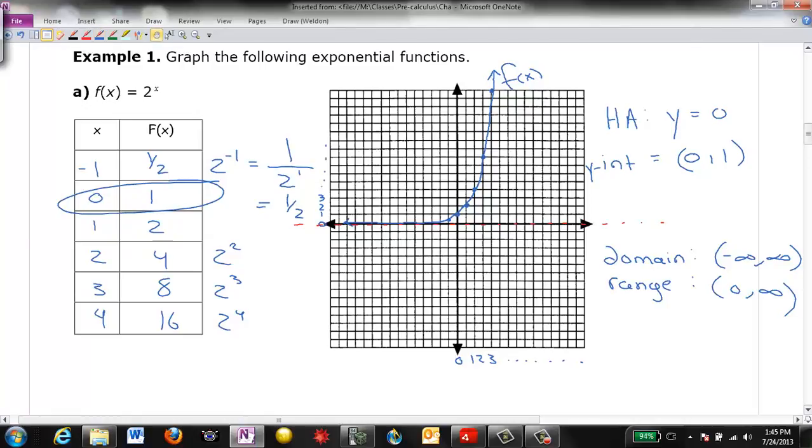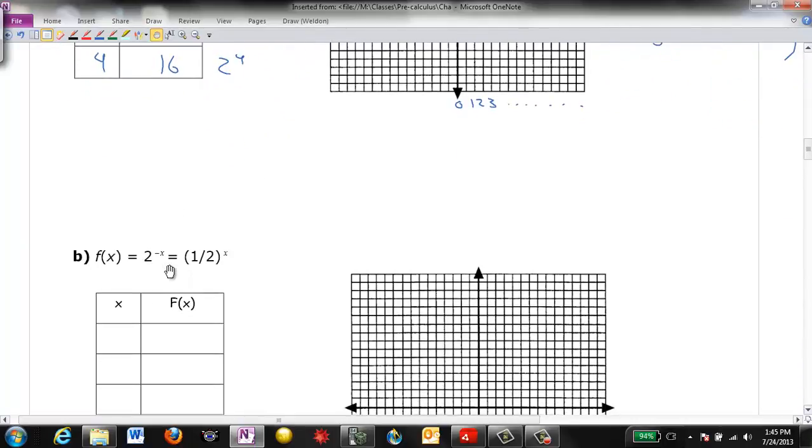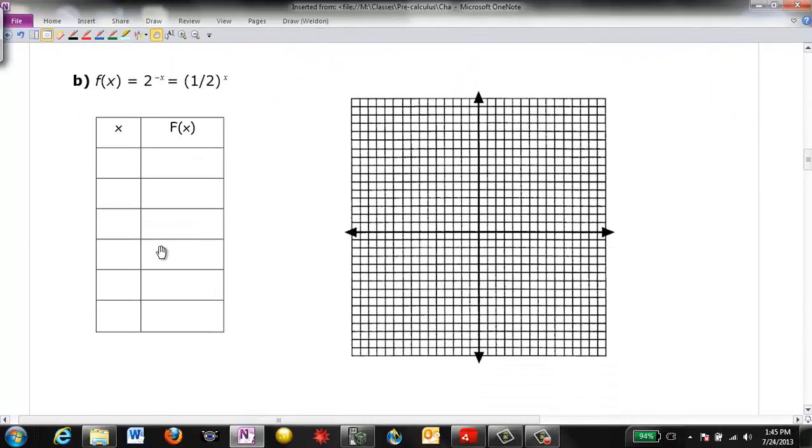Okay, so let's go ahead and take a look at example B here. And notice that the only difference between part A and part B is our exponent. So instead of having a positive x there in the exponent, we now have a negative x. And notice I continued and rewrote our function as (1/2) to the x. Okay, and I'm going to show you why that is the way it is.